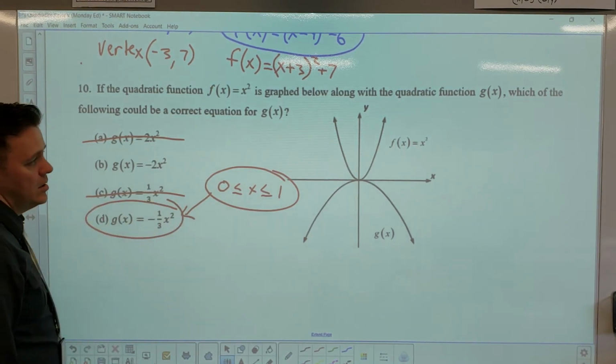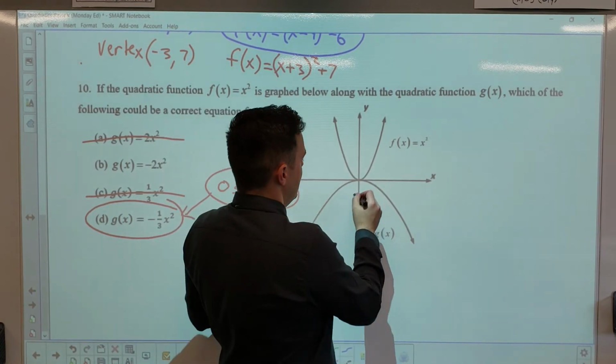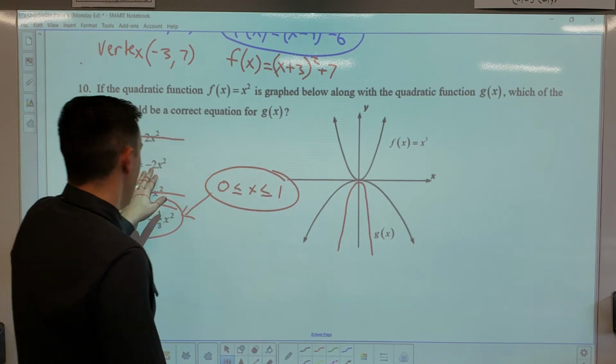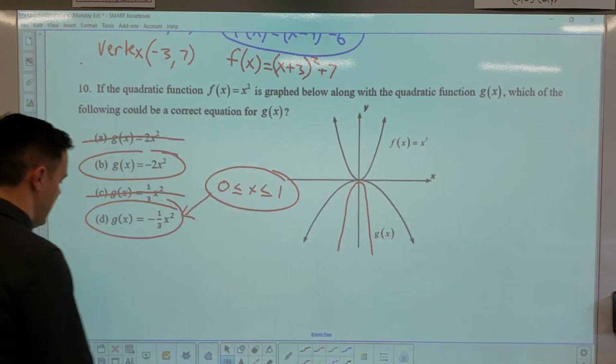It's this one. You could technically graph it as well. If you graph it, you would see how this one would end up being a skinnier function. If you graph this one right here, you would get an upside down graph that's skinnier, so that would not be the right one.